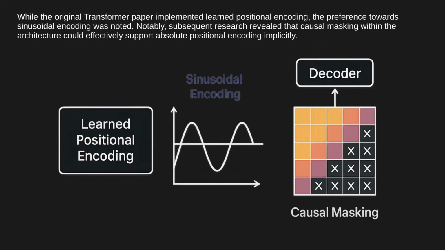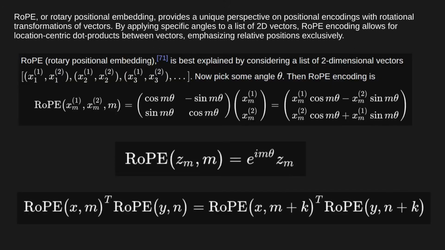While the original transformer paper implemented learned positional encoding, the preference towards sinusoidal encoding was noted. Notably, subsequent research revealed that causal masking within the architecture could effectively support absolute positional encoding implicitly. RoPE, or rotary positional embedding, provides a unique perspective on positional encodings with rotational transformations of vectors. By applying specific angles to a list of 2D vectors, RoPE encoding allows for location-centric dot products between vectors, emphasizing relative positions exclusively.